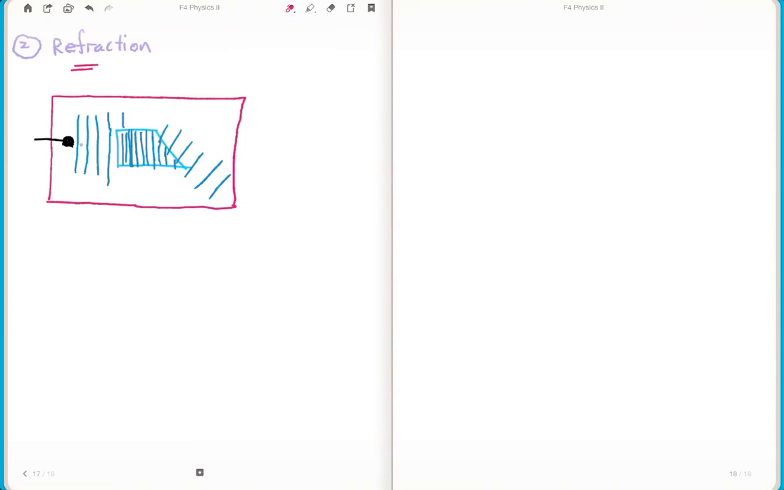Okay, so go in there, go in, then it will bend. It will bend accordingly to a normal line. So this is the experiment actually.